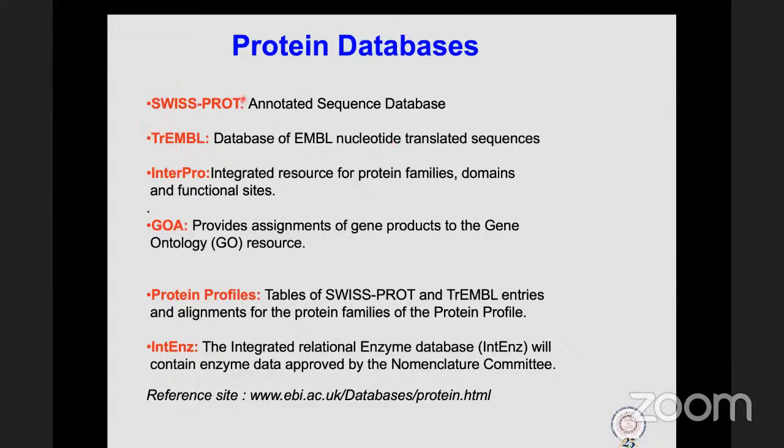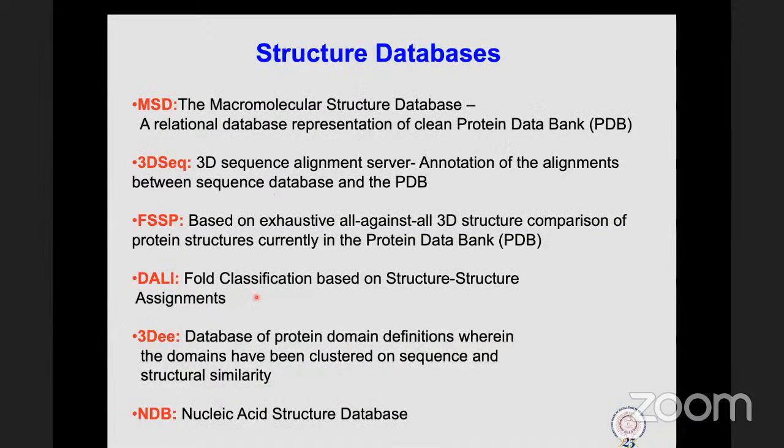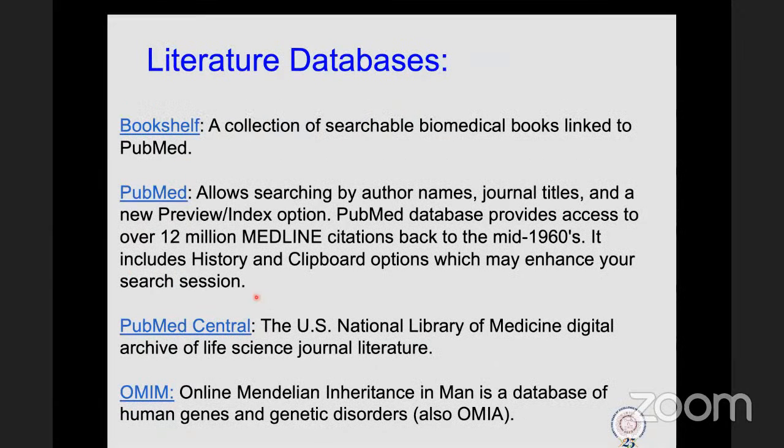And SwissProt is the world's biggest and largest database which contains annotated protein sequences. Similarly, the protein profile database contains the profiling of the protein. So in this way, there are n number of databases. This is specific for structure: MSD, 3D-SEC, DALI, and PDB. And there are the literature databases which I already discussed, right? PubMed basically contains all the free or publicly available research articles as a catalog.